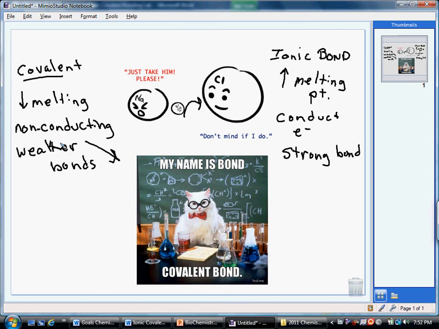Alright, so basically we have 3 different properties for both ionic and covalent bonds. We have a high melting point for ionic bonds, conducting electricity well, and they're strong. And then covalent, we have the opposite: low melting point, non-conductive, and weaker bonds.